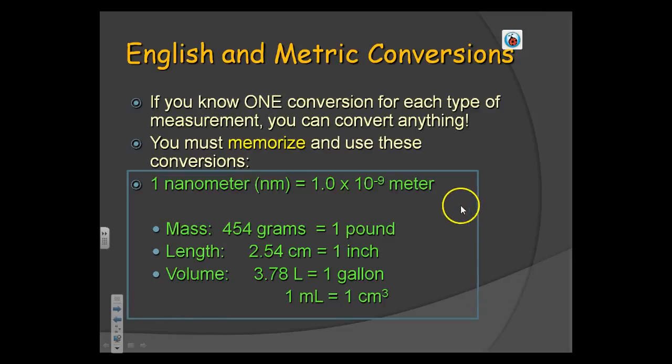These here that I have in green are the ones that you must memorize. If you know at least one from mass, length, and volume, you can convert from any metric unit to any English unit, and vice versa. You also need to know that 1 nanometer is equal to 1 times 10 to the negative 9 meters. So I just remember nano negative 9 meters.